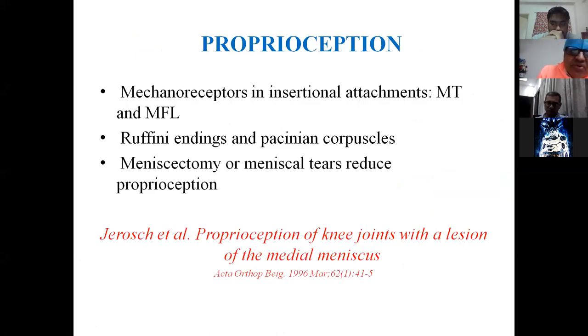Proprioception: there are some mechanoreceptors in the insertional attachment. There are also Ruffini nerve endings and Pacinian corpuscles present in the meniscus, which give proprioception. So before doing a meniscectomy, we should think that it will reduce the neuroproprioception of the knee joint. We should be very careful doing the meniscectomy.